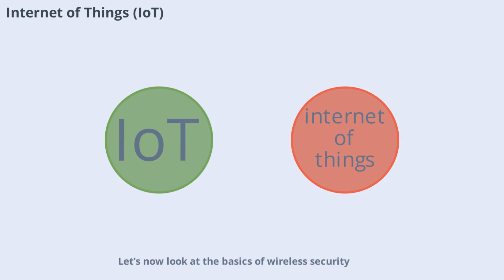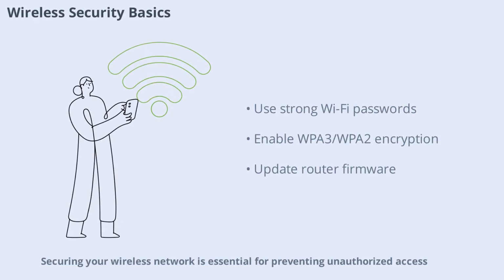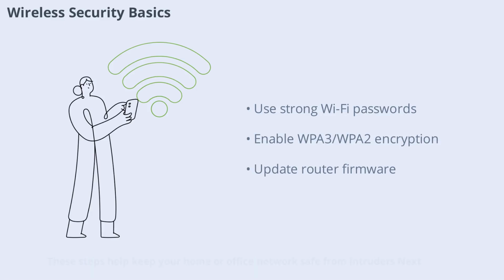Let's now look at the basics of wireless security. Securing your wireless network is essential for preventing unauthorized access. Use strong Wi-Fi passwords and enable WPA3 or WPA2 encryption. Change default settings on your router and regularly update its firmware. Disabling remote management features can also reduce risks. These steps help keep your home or office network safe from intruders.